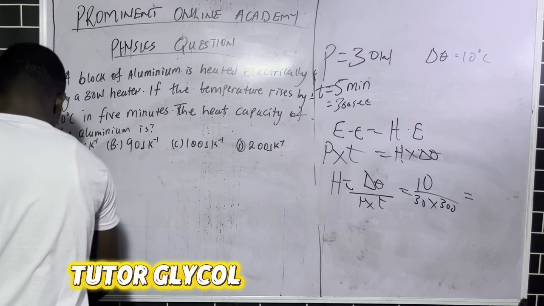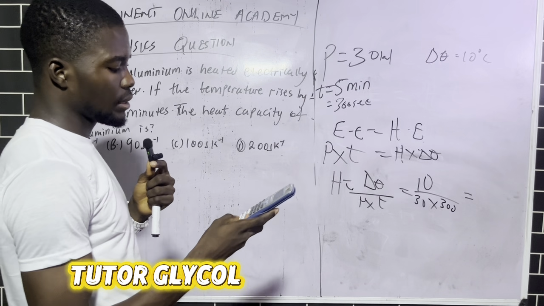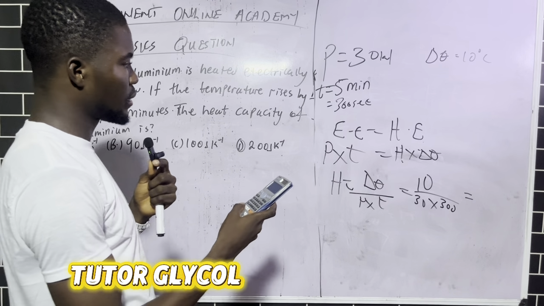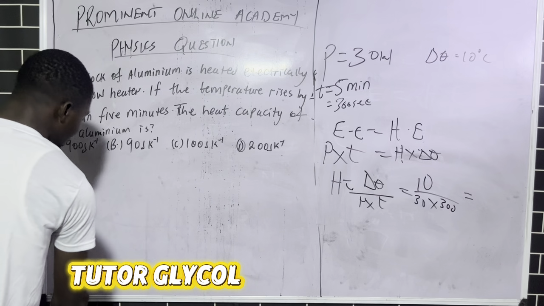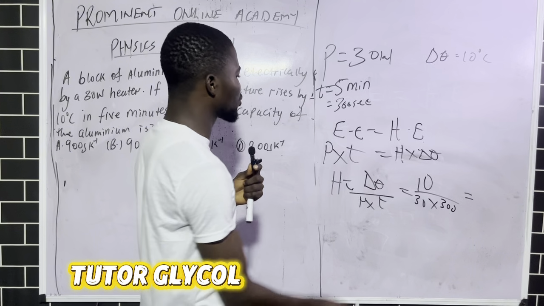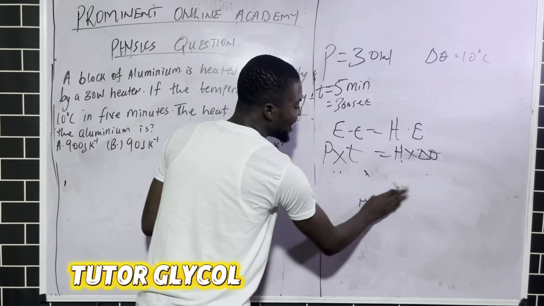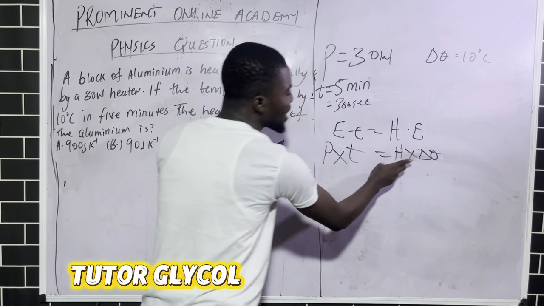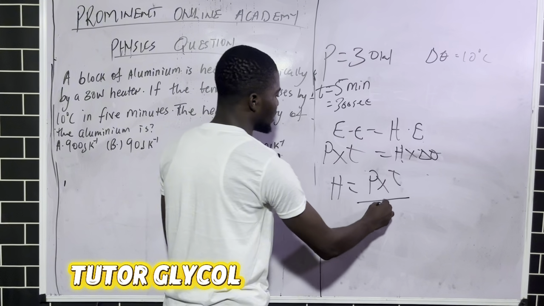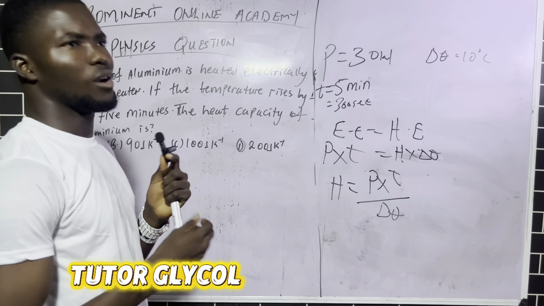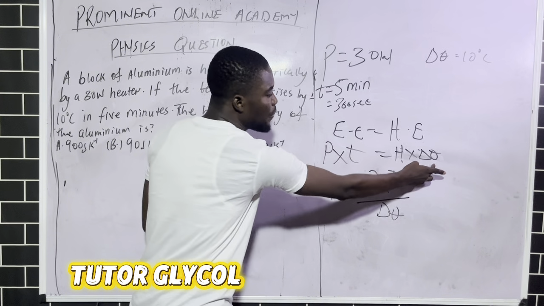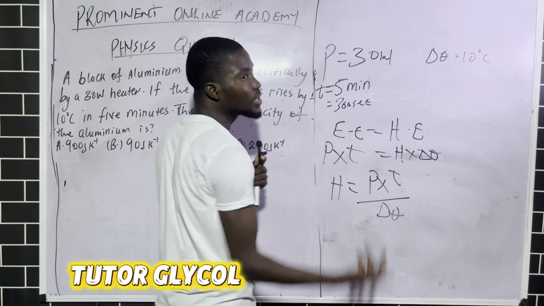If I solve now, 30 times 300, right? Oh, sorry. I was looking at the answer and thought, oh, this will give me 0.00 something. Mistakes like that happen, because if I make H the subject of the formula, it will rather be H is equal to P times T over change in theta. There's no 0.00 here in the options. If I divide both sides by the change in temperature, I'll have P times T over change in theta. That's how it's supposed to be.